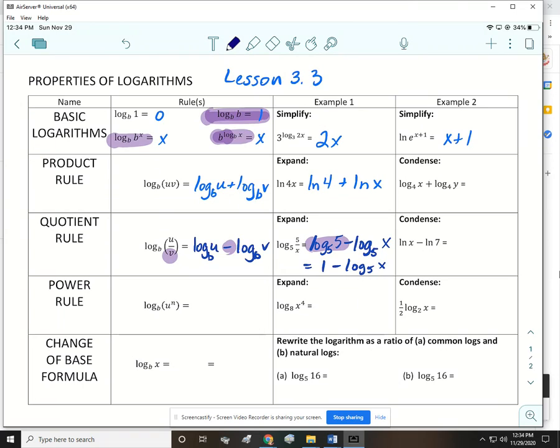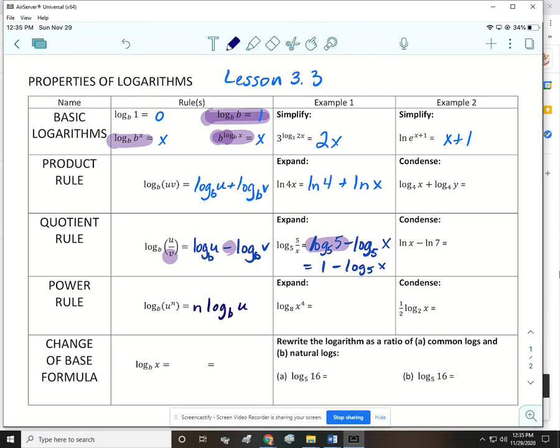All right, and then for the power rule, if we have a log of something raised to a power, we can take that power and multiply by it in the front. So the same thing like when you have a power raised to a power, remember you multiply the exponents together, so that's why this changes to multiplication. And this one you seem to use a lot. So if we have log base 8 of x to the 4th, that 4 that's a power is multiplied by the log. So it's 4 times log base 8 of x.